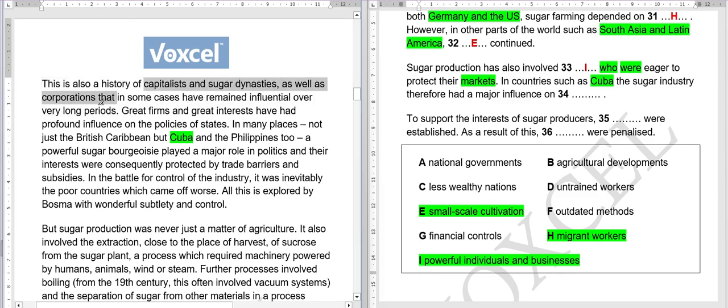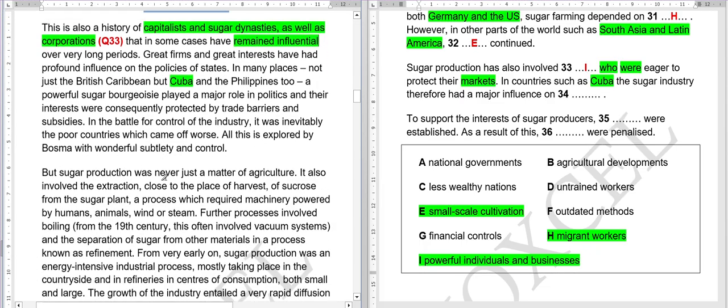capitalist sugar dynasties as well as corporations. So, powerful individuals and businesses were eager to protect their market. So, to protect their market, remain influential. If you are trying to remain influential on something or someone, you are trying to protect your hold over that particular thing. Clear? Let's read 34th question now.